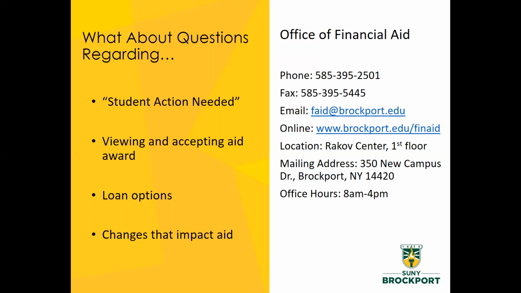What about questions regarding those student action needed messages you may see on your bill, how to view and accept your aid award, loan options, and other changes that may impact your aid? One example of that might be dropping from full-time to part-time student status, or even switching from living off campus to on campus. You would contact the Office of Financial Aid, whose information is found here.